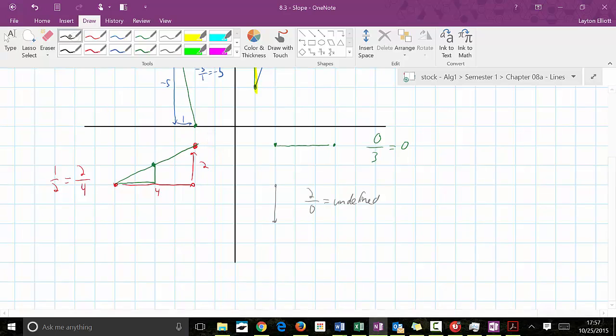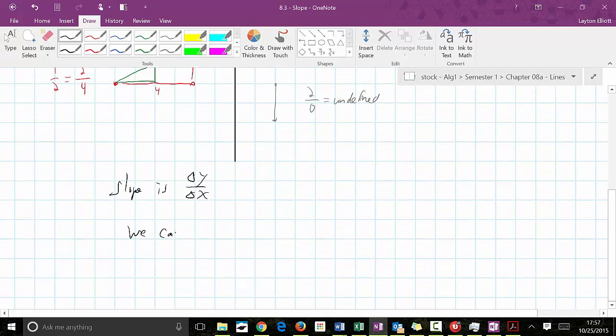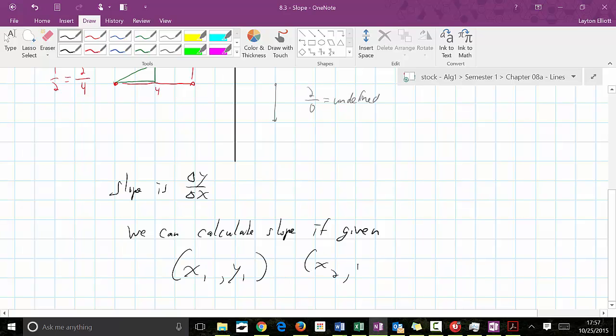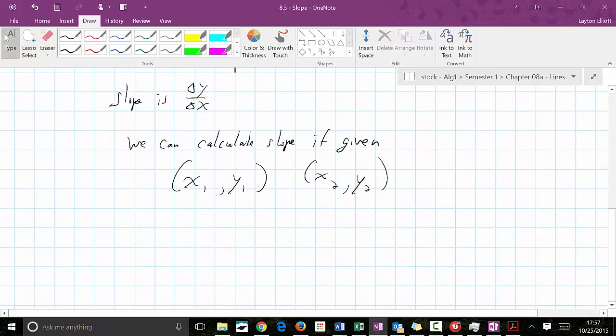So formally, I want to think about slope as change in y over change in x. And we can calculate slope if I'm given the ordered pairs of 2 points. We'll call these points x sub 1, y sub 1, and x sub 2, y sub 2. Those just represent 2 different ordered pairs, 2 different xy's. So if I do a change in y over change in x, my change in y could just be a subtraction, y1 minus y2, and then I need to do the corresponding change in x, x1 minus x2.